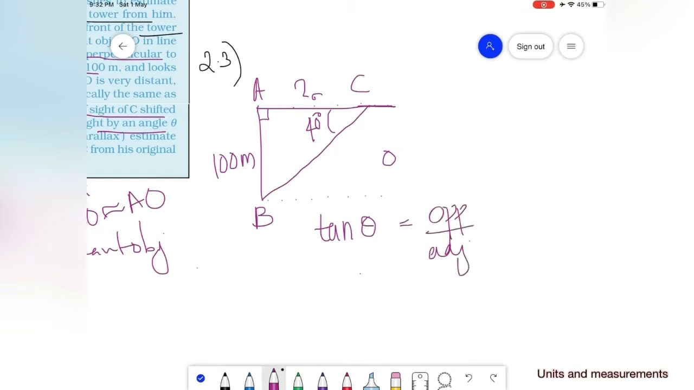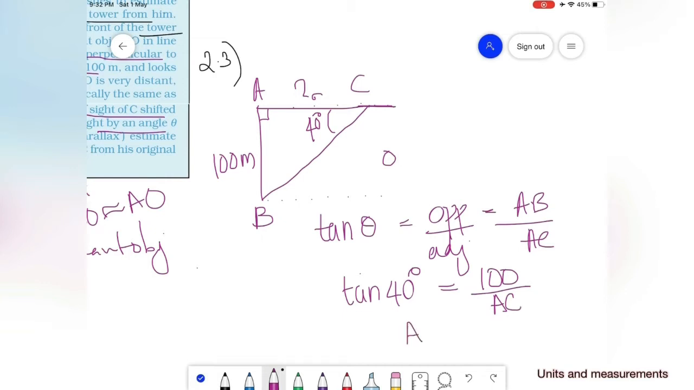So what is the opposite side here? Opposite 40 degrees, AB. What is the adjacent side here? AC. What is theta here? 40 degrees. So tan 40 degrees is equal to 100 meters divided by the unknown variable AC. So how do you find AC? 100 by tan 40. What is tan 40? 0.8391. So we get the value of AC to be 119 meters.